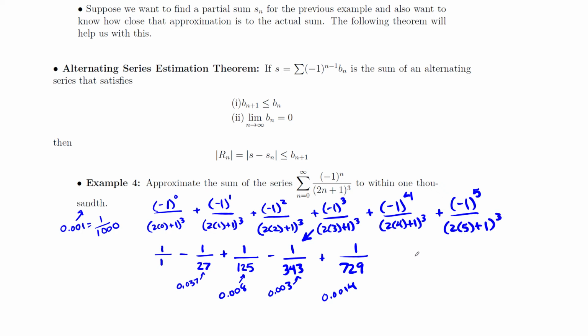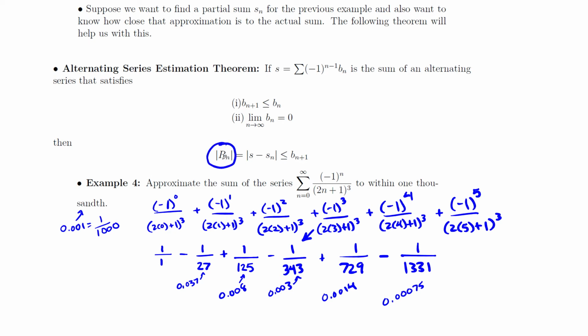So this would be 11 to the third power. So this is going to be minus 1 over, okay, 11 to the third is 1,331. That is below 1/1000th. So that's 0.00075.